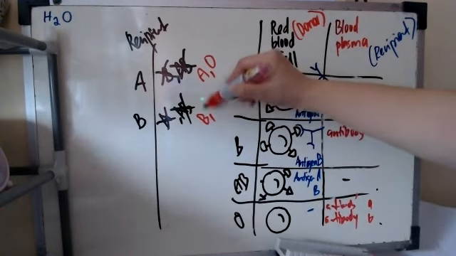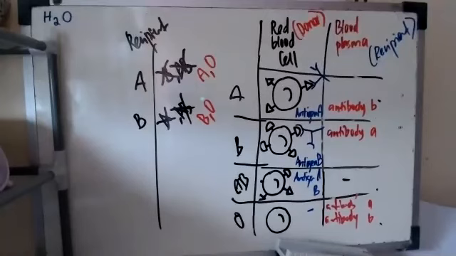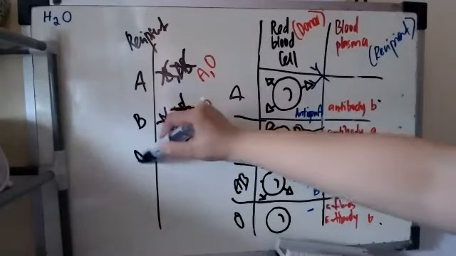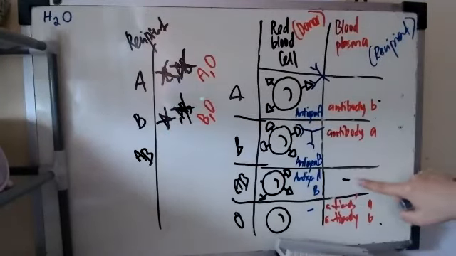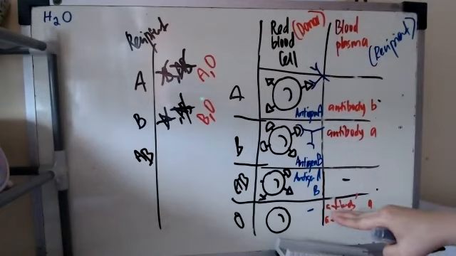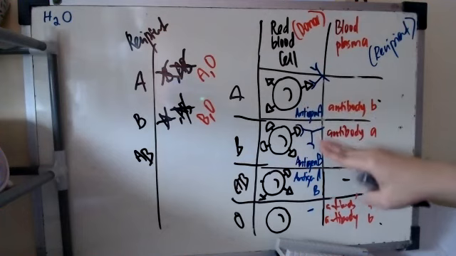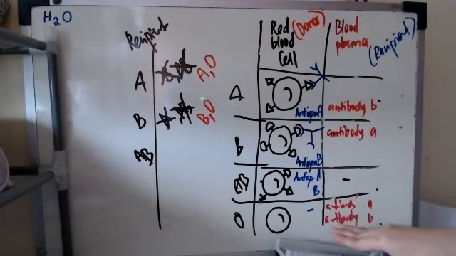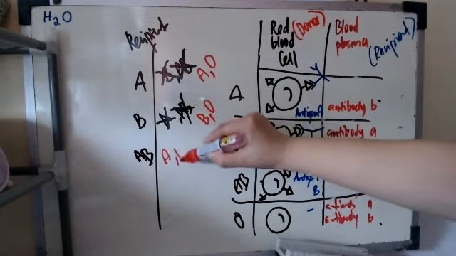Recipient of blood group AB does not have any antibody. So in that case, it can accept everything. Whether you have antigen A, antigen B, antigen AB, or no antigen, they can accept all. So AB is a universal acceptor, universal recipient.